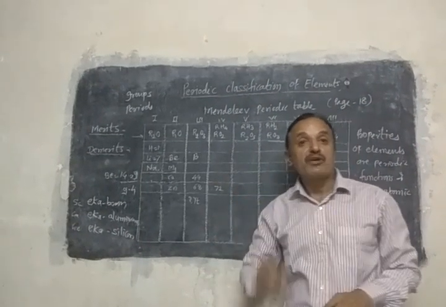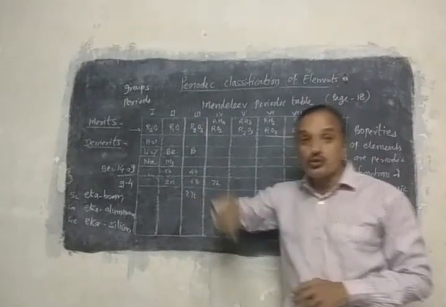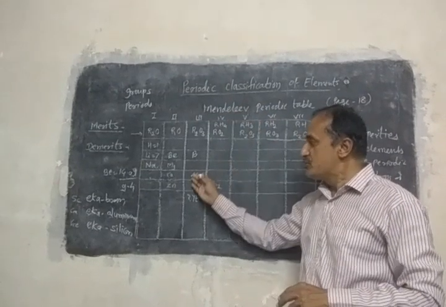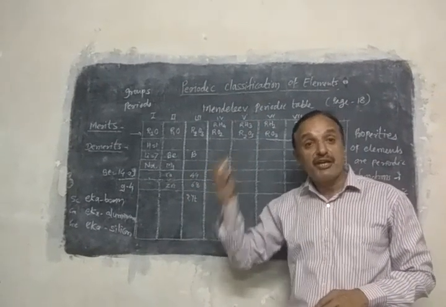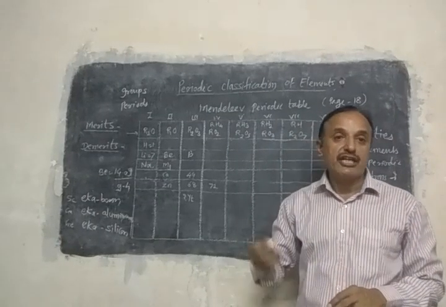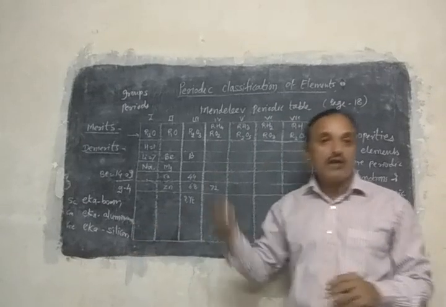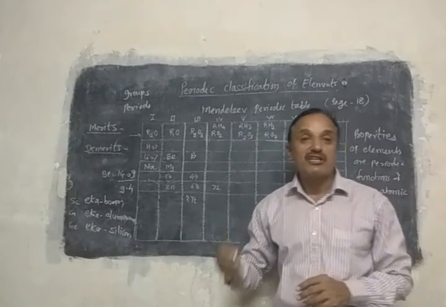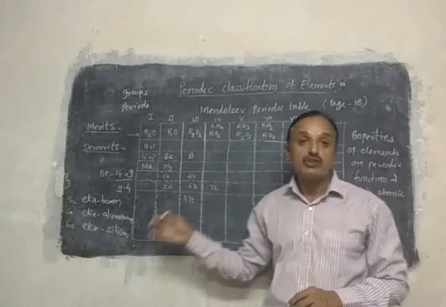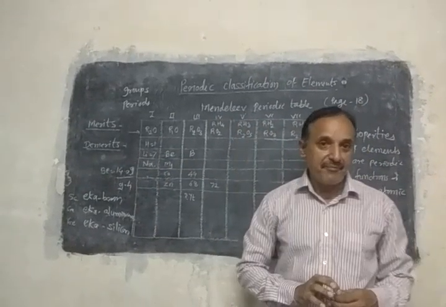Even whatever properties he predicted, those properties came true. So we can say that even though the elements were not there, he predicted that three elements were yet to be discovered in nature, and their properties would be like this. Whatever he predicted, those properties came true after the discovery of these three elements. That was the merit of Mendeleev's periodic table.